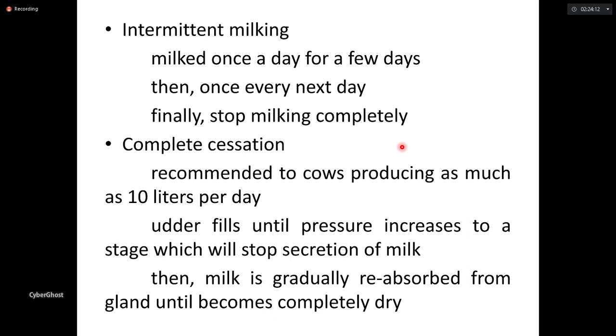Once we reach the maximum production, the udder pressure reaches a certain stage, right? It gives a signal back to the brain and to the other parts of the body saying, okay, they are not going to harvest milk from me now. So I have to stop producing milk, and whatever milk is contained or secreted into the udder will be reabsorbed into the body of that animal and completely dry the udder, right?